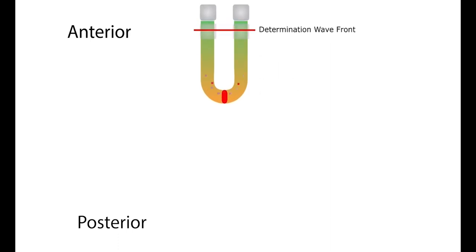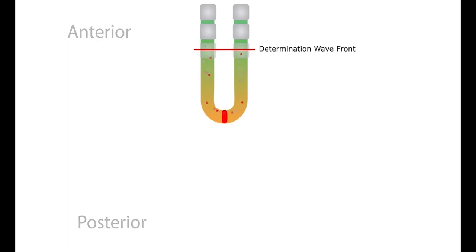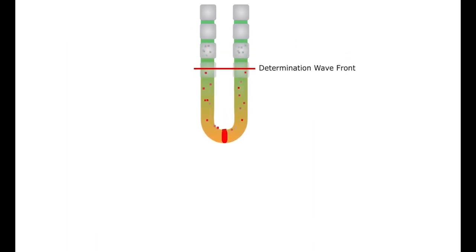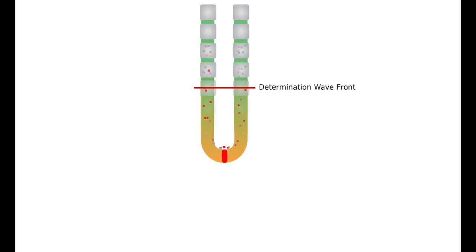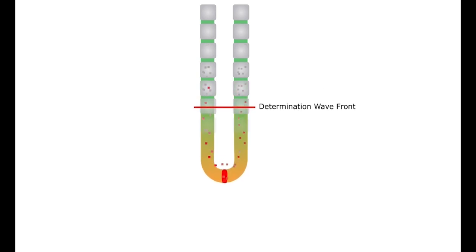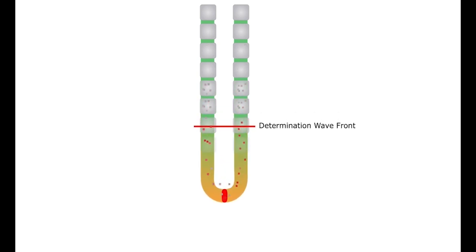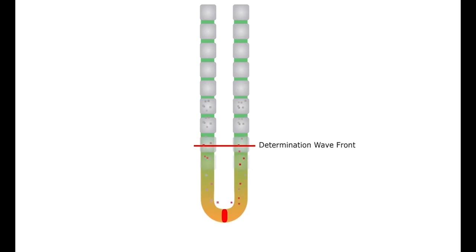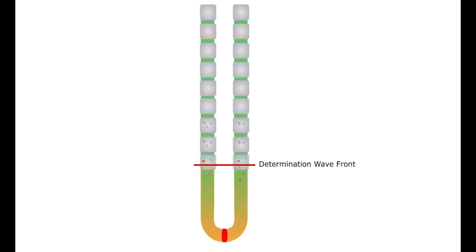Here you can see that as the node moves posteriorly, the gradient moves with it. The point at which the cells see only retinoic acid becomes the differentiation wavefront. Beyond this point, these cells undergo mesenchymal to stromal transition and become retinoic acid releasing somites.